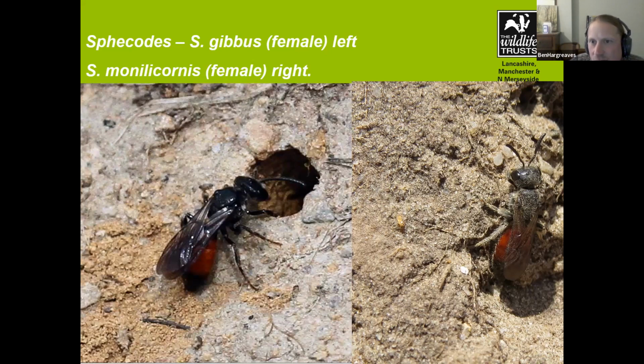Then Sphecodes monilicornis on the right is quite distinctive because it's got a very box-shaped head, which is quite unique amongst that genus in the UK. So if you've got the right angle, and you do need the right angle, that in itself being a tricky thing, that can be one that can just about be identified in the field. Next slide, please.